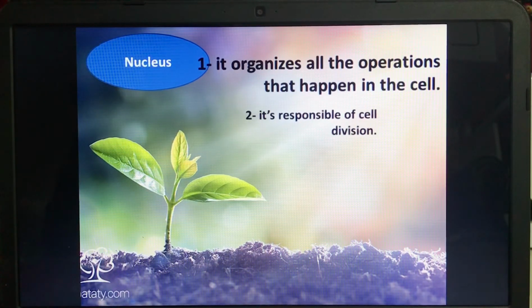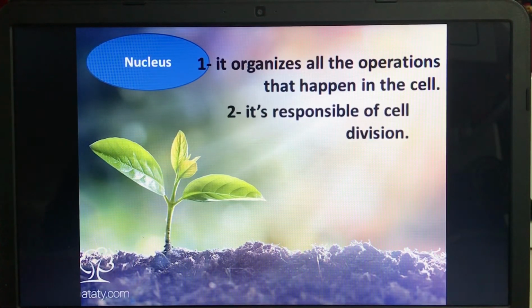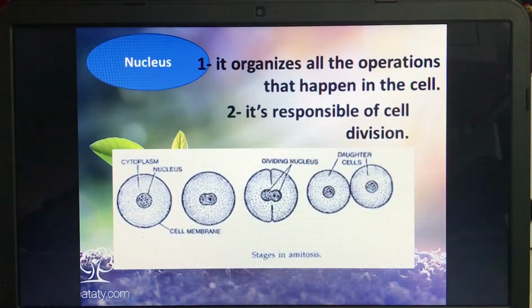Number 2, it's responsible for cell division. What is the meaning of cell division? It means when the cell is divided into two parts or two cells. So here in this picture we have the process of cell division. We started with one cell.